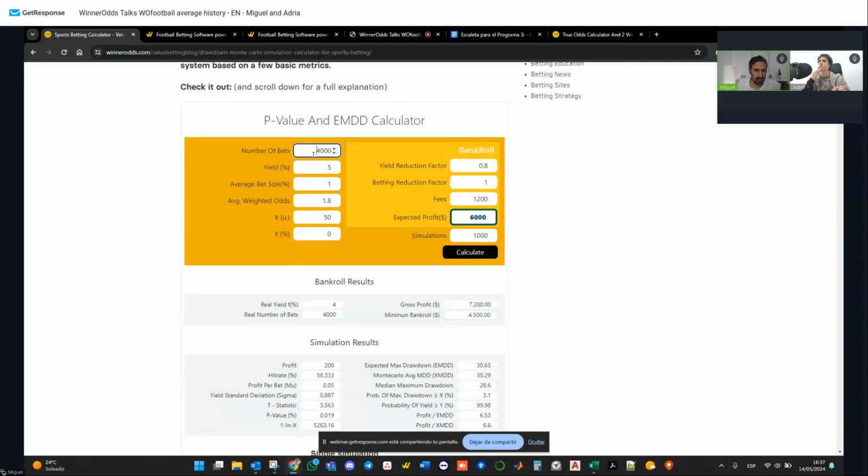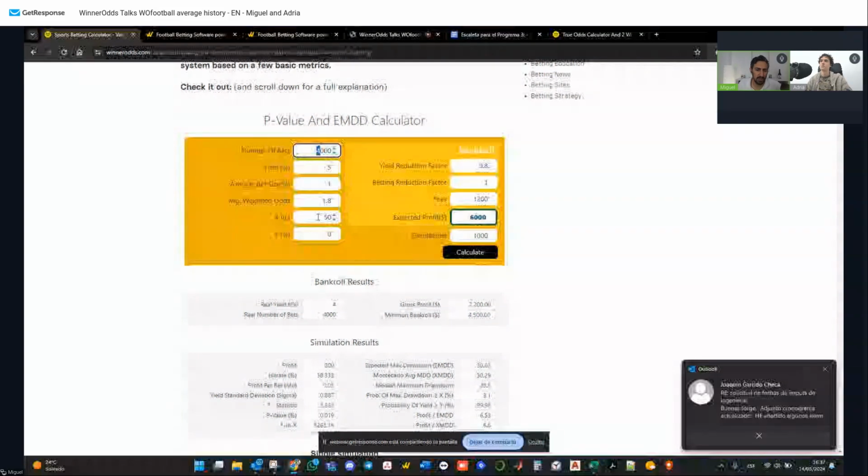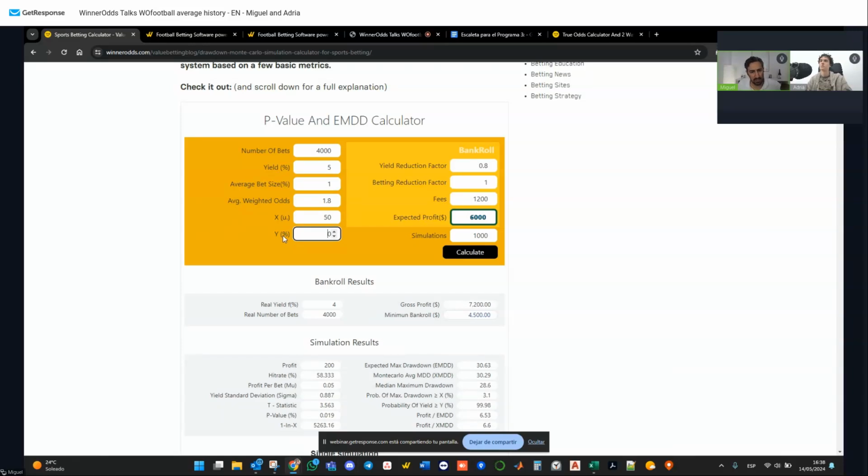These are the parameters we need: the number of bets, yield, the average bet size, the average weighted odds, meaning that if you place some bets with a higher stake, they have more weight, or they influence more the average odds that you are considering for these calculations. And then we have also some values here to calculate the probability of suffering a drawdown higher than this number of units, and the probability of having a yield higher than this percentage here. So these are the main variables we are going to change and play a little bit with them.